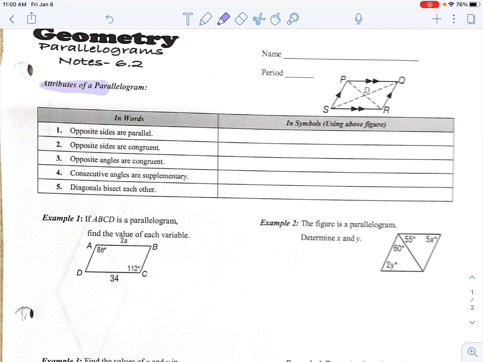So let's go back up here. You notice we have the attributes of a parallelogram. It is essentially what makes up a parallelogram or what we know about it. We're going to look at this picture here, parallelogram PQRS. We'll talk about what it is in words and then how to use it in symbols. Looking at the above photo, the first thing is opposite sides are parallel. These little arrows represent the parallel. So in this picture, we know that side PS is parallel to QR, and PQ is parallel to SR.